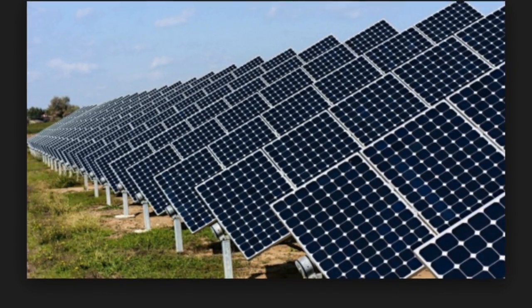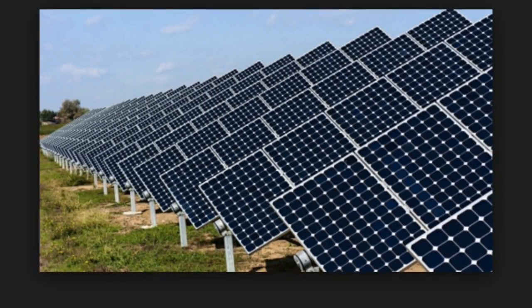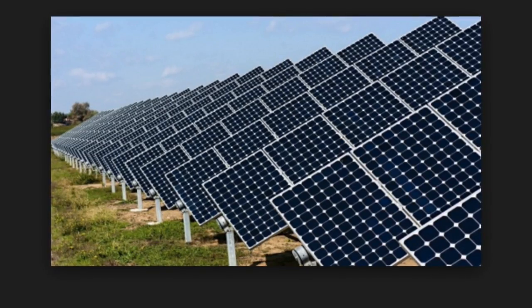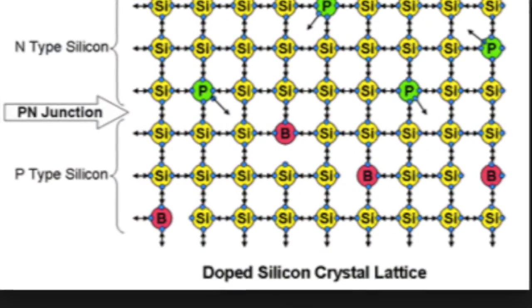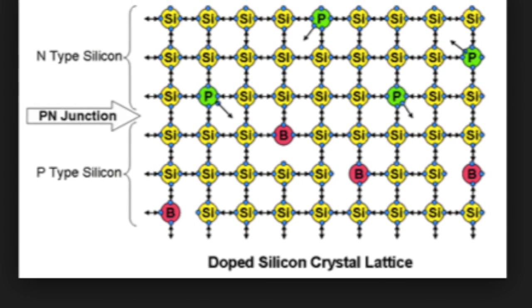Photovoltaic cells, or solar panels, are often found on spacecrafts, rooftops, and handheld calculators. They are made of semiconductor materials that convert light energy into electricity at an atomic level. There are two types of semiconductors in a solar cell, called p-type and n-type silicon.